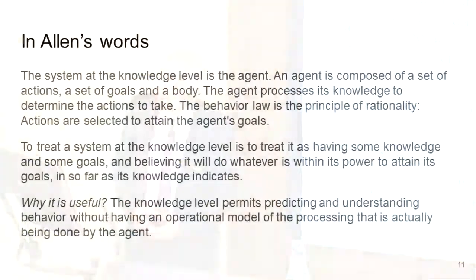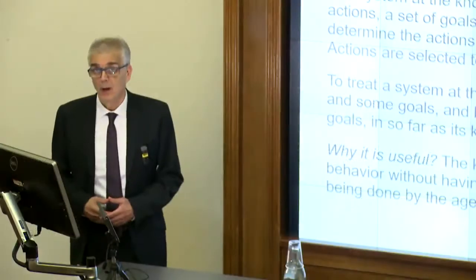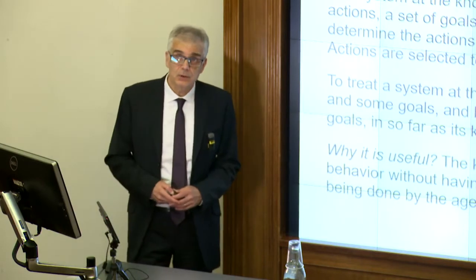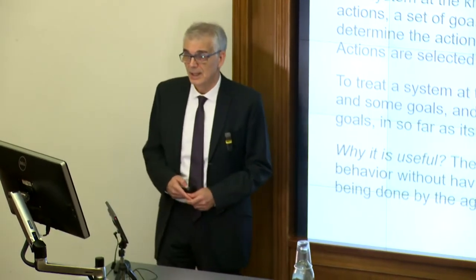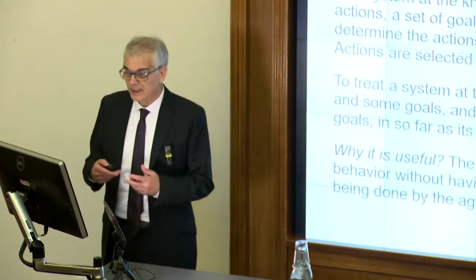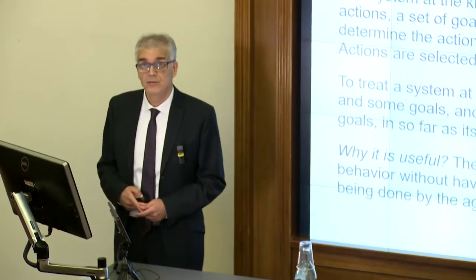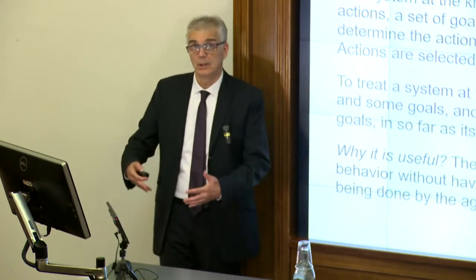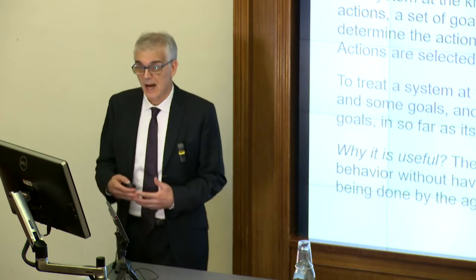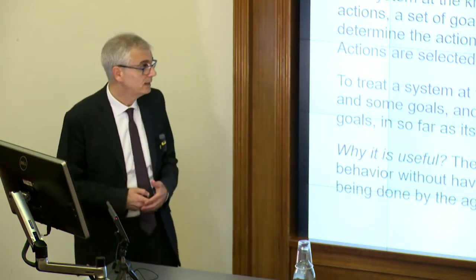To attain its goals insofar as its knowledge indicates. Why is the knowledge level useful? Well, for a reason that is central, I believe, also to the digital humanities. It permits predicting and understanding the behavior of the system without having an operational model of the processing that is actually being done by the agent.